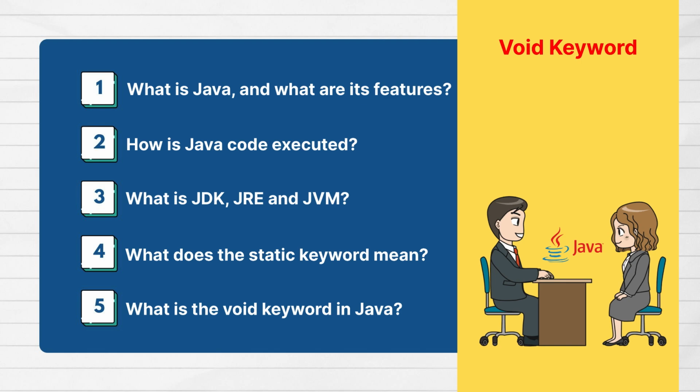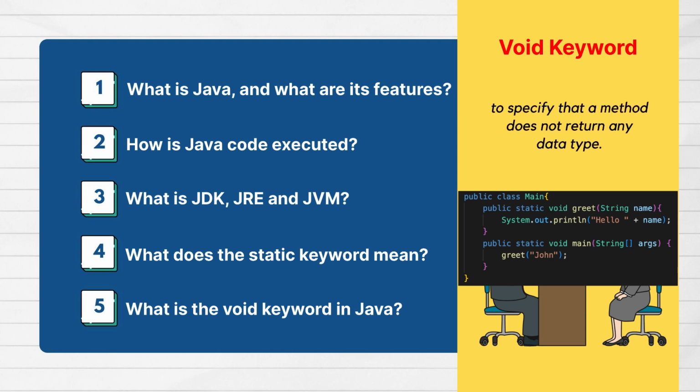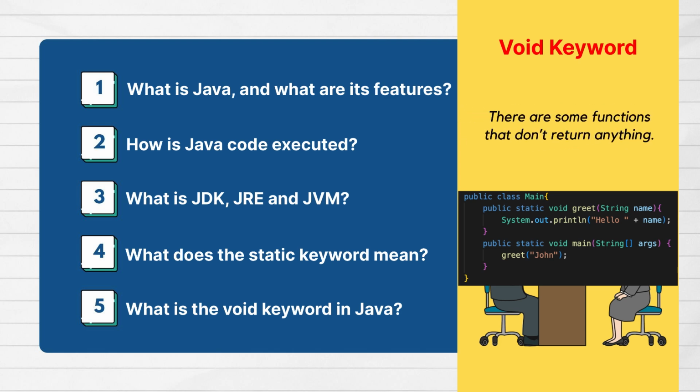What is the void keyword in Java? In Java, the void keyword is a reserved type used mainly to specify that a method does not return any data type. There are some functions that don't return anything. The return type for these functions is void.